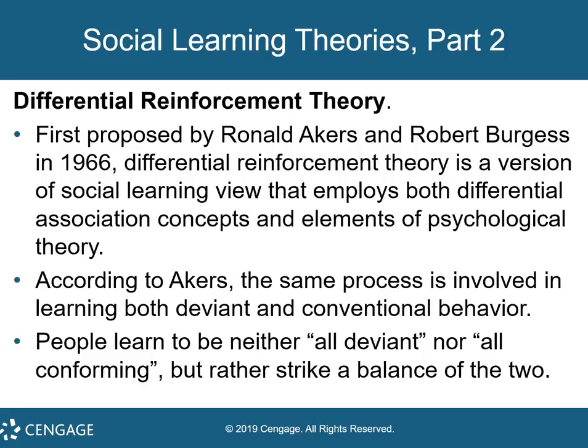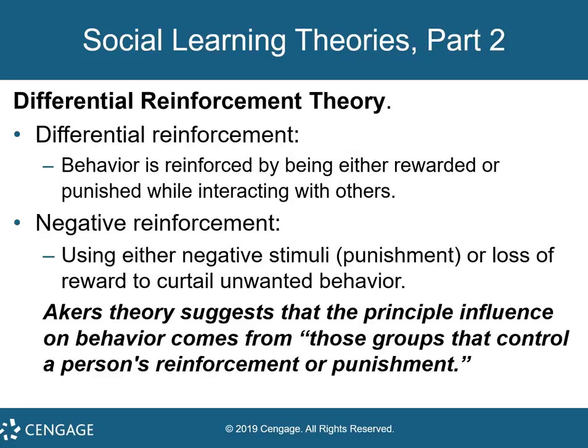So, another interesting sub-theory. A number of learning processes shape behavior. Direct conditioning is also called differential reinforcement. It occurs when behavior is reinforced by being either rewarded or punished while interacting with others. And then negative reinforcement occurs when the rate of a behavior increases because an adverse event or stimulus is removed or prevented from happening. So Akers' theory suggests that the principal influence on behavior comes from those groups that control a person's reinforcement or punishment, if you will.